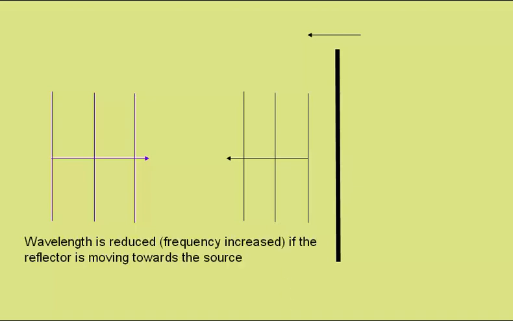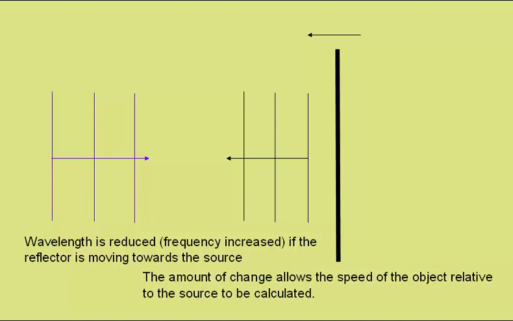Here again we have the three wavefronts travelling to the right, but now the reflector is moving to the left. So now, after the first wavefront has hit the reflector, there will be a reduced distance to travel for the second wavefront. So the reflected waves might look something like this, with a reduced wavelength. So we see that the wavelength is reduced and therefore the frequency increased if the reflector is moving towards the source.